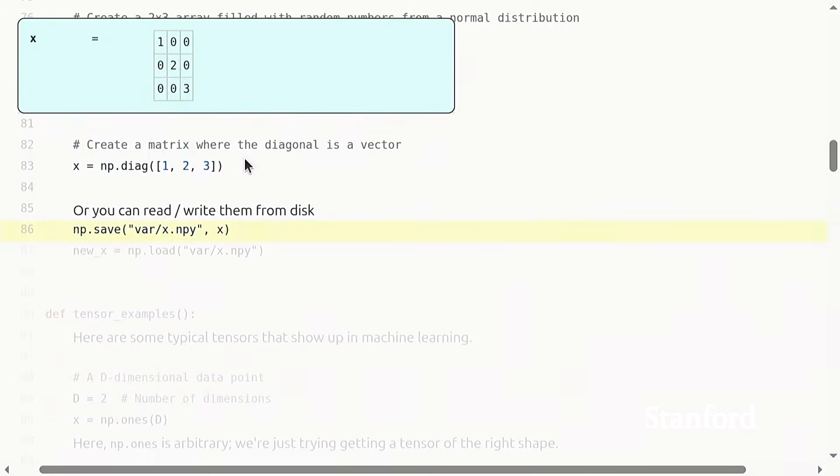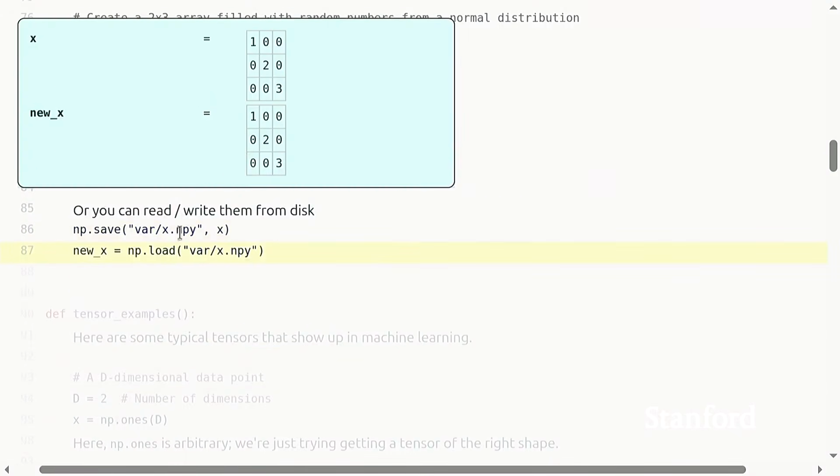You can also read and write tensors from disk. So if you're loading data sets, you get a tensor that's loaded from disk, and then you can create a tensor which is randomly initialized, and then you can do some training, and then you write out the parameters.